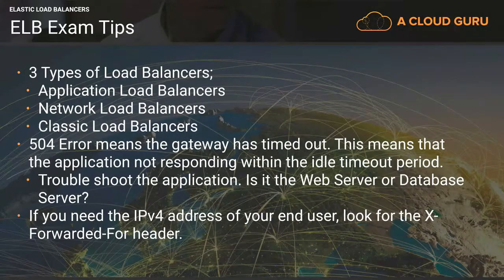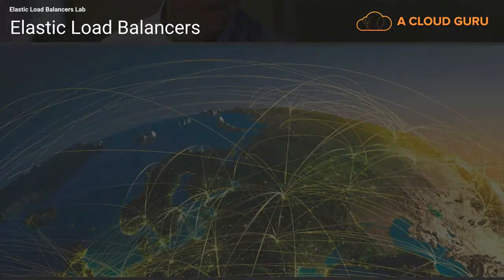Remember that when you get a 504 error on a classic load balancer, it just means that the gateway's timed out. This means that something in the application is not responding within the idle timeout period. And what you should do is go ahead and troubleshoot that application. Is your web server down, or is your database server down, etc. And if you need the IPv4 address of your end user, you just need to look for the X-Forwarded-For header in the classic load balancer or elastic load balancer.